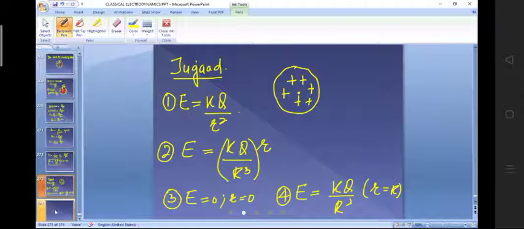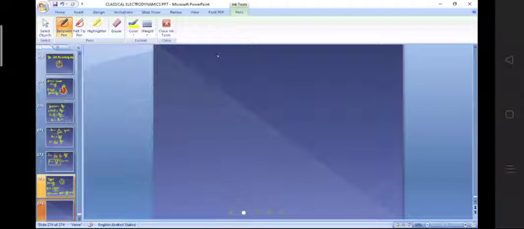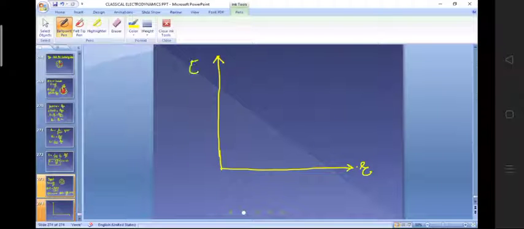Now you can safely plot the graph. Along the horizontal direction we take small r, and along the vertical direction we take the electrostatic field. At the center the electrostatic field is equal to 0, then it increases linearly like this, and then decreases as 1 by r square like this. So this is the graph, and the electrostatic field is maximum when small r is equal to capital R. And how much is that electrostatic field, beta? It is equal to k multiplied by q divided by capital R square.